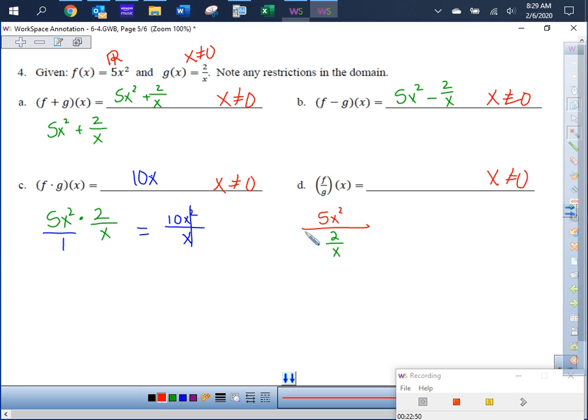We'll take the 5x squared. He's cool. But instead of dividing by 2 over x, what can I multiply by instead? The reciprocal, which is x over 2. So we're going to multiply by the reciprocal in that case, since we were dividing by a fraction. And that turns out to be 5x cubed over 2.